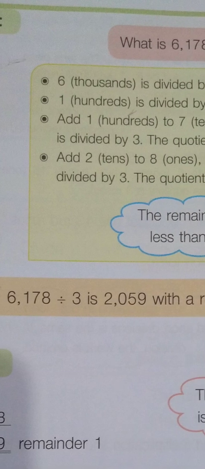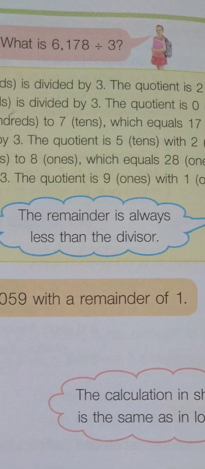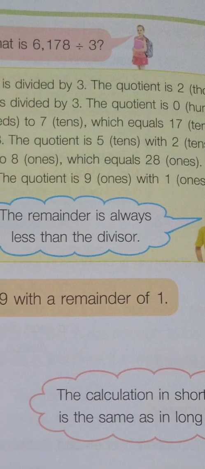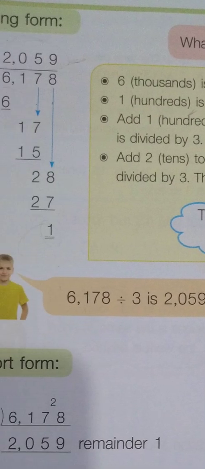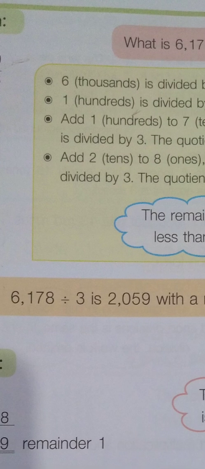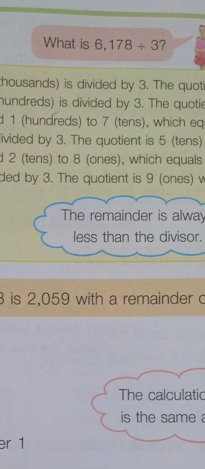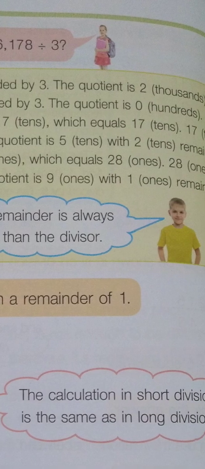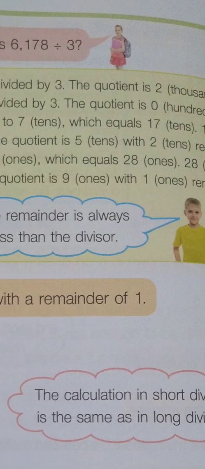And then 100 is divided by 3. The quotient is 0 hundreds. 1 divided by 3 is equal to 0. And then add 1 hundred to 7 tens, which equals 17 tens.